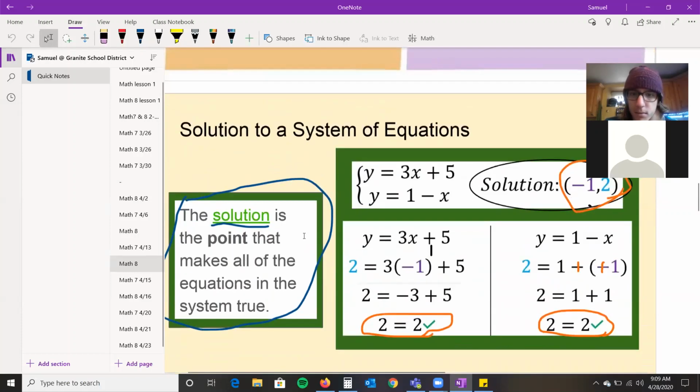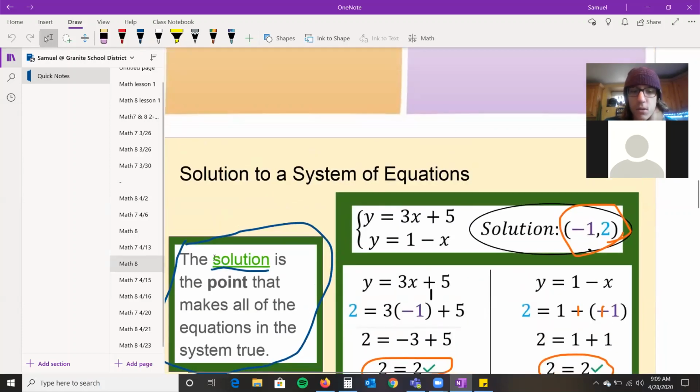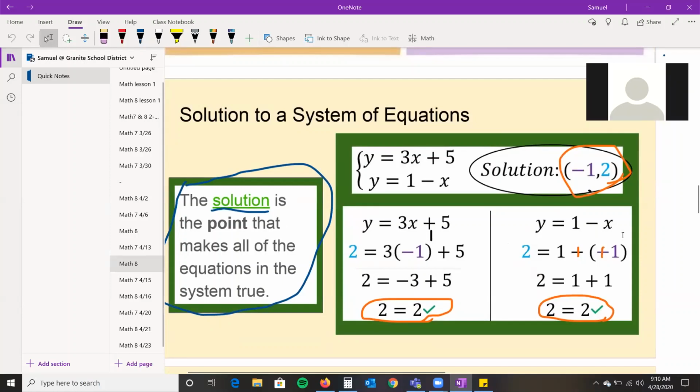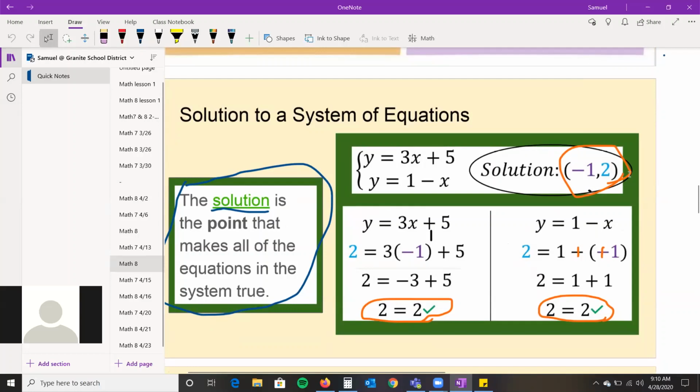We then went to checking solutions. The solution is the coordinate point that makes all of the equations in the system true. So we take the coordinate point, if we're given one, plug it in and see if we get true statements. We plug in -1 for all our x's and 2 for all our y's, and we see what happens.